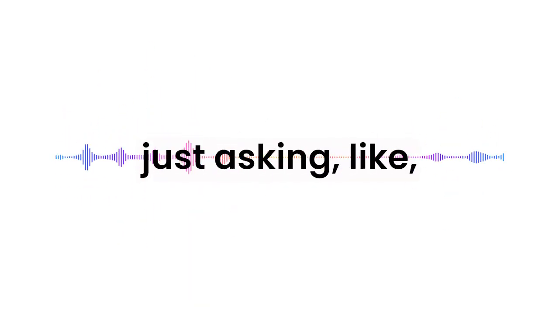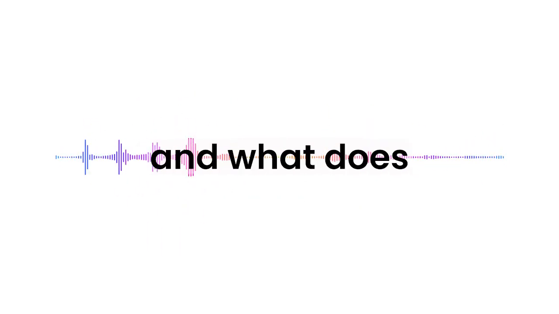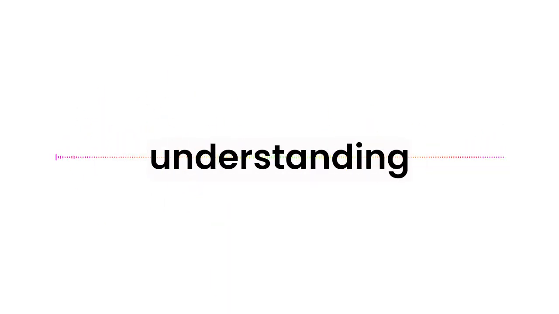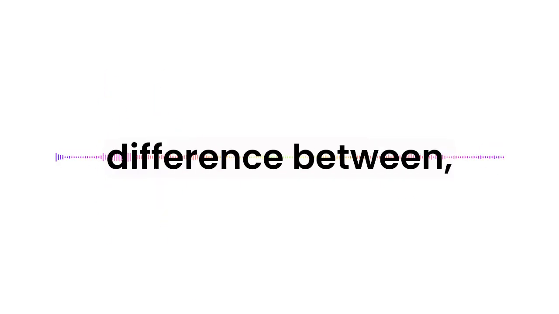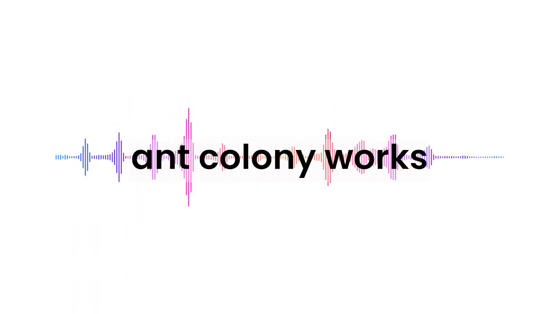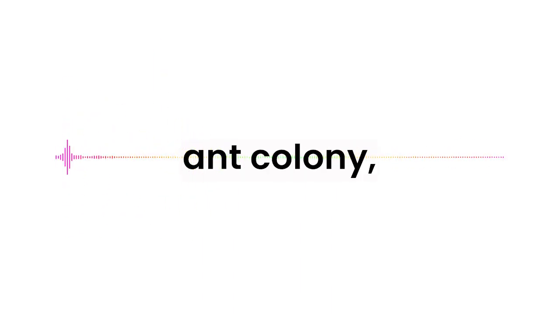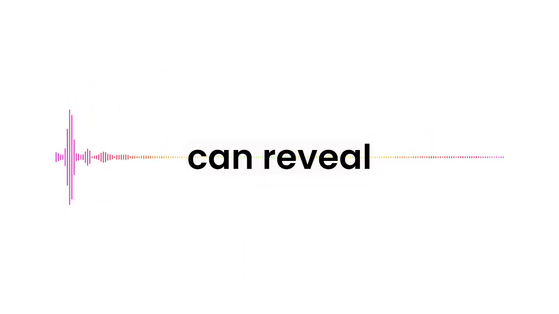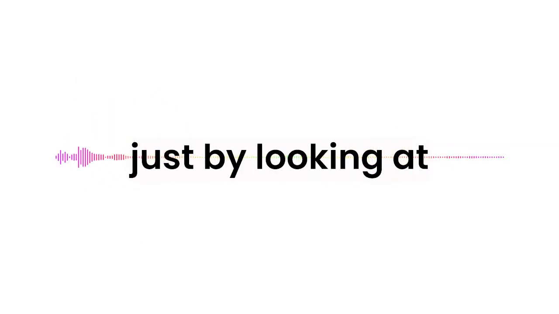So instead of just asking, what's the value of this node? We should be asking, how is this node connected, and what does that tell us? Exactly. It's about understanding the dynamics of the whole network, the flow of information, the influence that spreads through those connections. It's like the difference between studying individual ants and understanding how the entire ant colony works as a system. I love that analogy. And just like with the ant colony, understanding the graph can reveal behaviors and patterns that you wouldn't see just by looking at individual nodes.